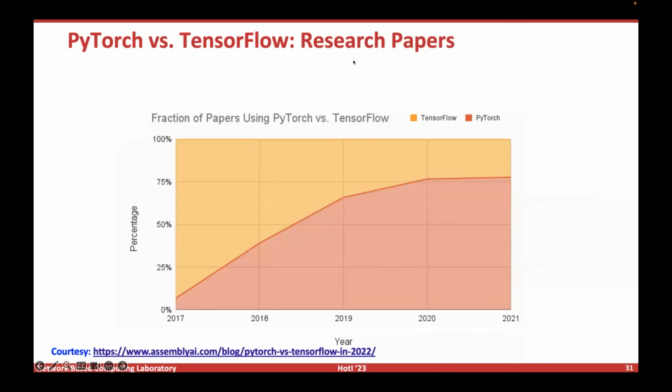Another way to look at this is the research papers. For example, in 2017, this orange shaded area here is TensorFlow. And this other color, the magenta color, is basically PyTorch. You can see that PyTorch adoption has increased significantly from around 5-10% to around 77% in 2021. So, 80% until 2021. So obviously there is a lot of adoption of PyTorch clearly.